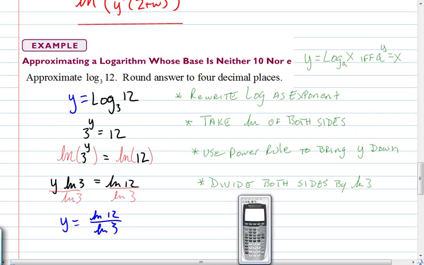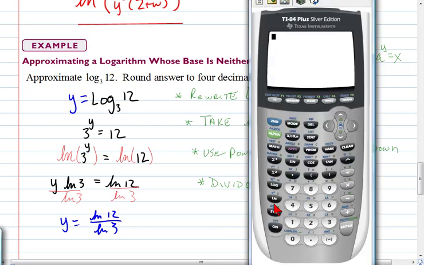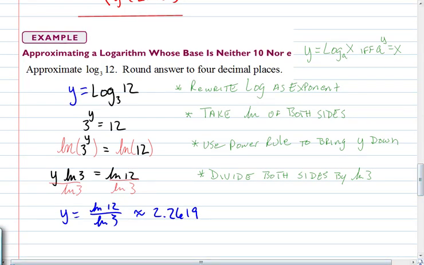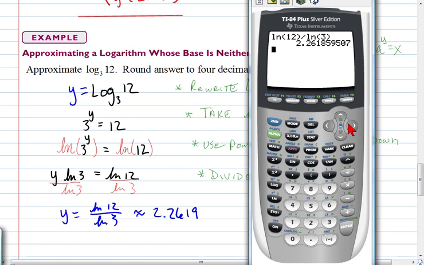So at this point, we grab our calculator, and we're going to take the natural log of 12 and close the parenthesis after your log, divided by the natural log of 3. Now we've got our decimal approximation. To 4 places, it would be 2.2619. So this is approximately 2.2619. Would it have mattered if I'd used the common log instead of the natural log?